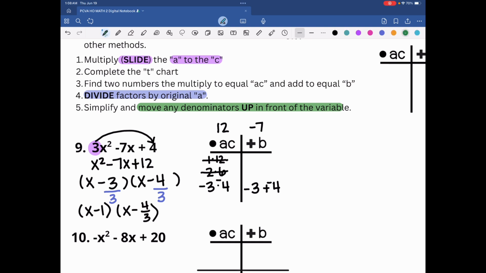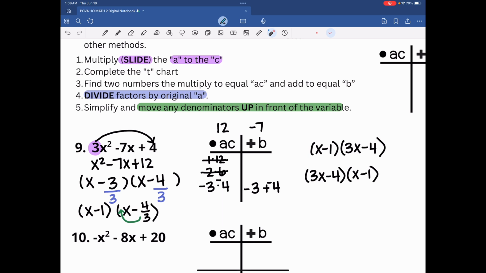So when I say bottoms up, that means anything left in the denominator, move it up in front of the variable in that parentheses. So my final factored form here is x minus 1, and then we move the 3 up, so that's going to be 3x minus 4, and that numerator stays there. And I could reverse the order if I wanted to. Both of these mean the same thing. That's that product property where if I multiply this one first, and then that one, or that one first, and then this one, it's the same thing.